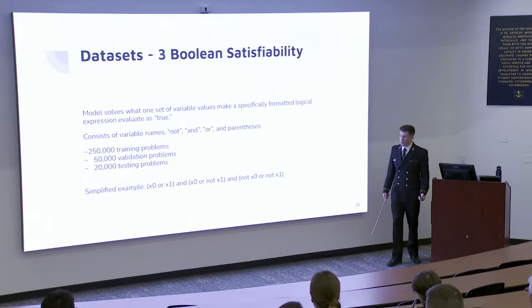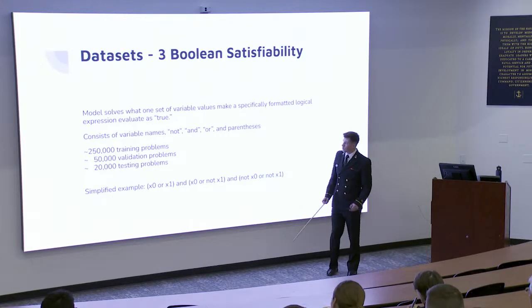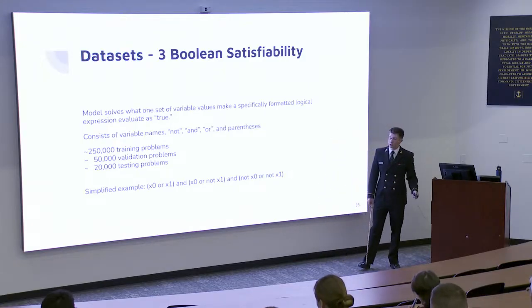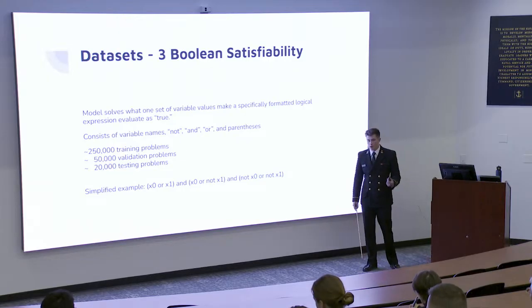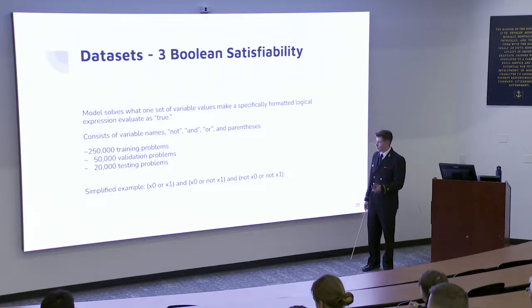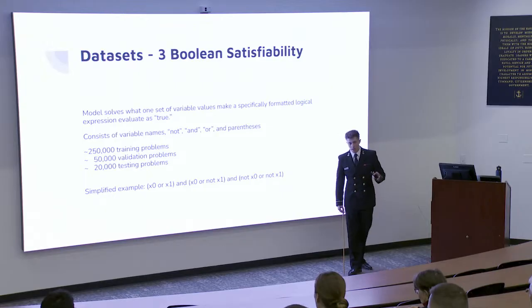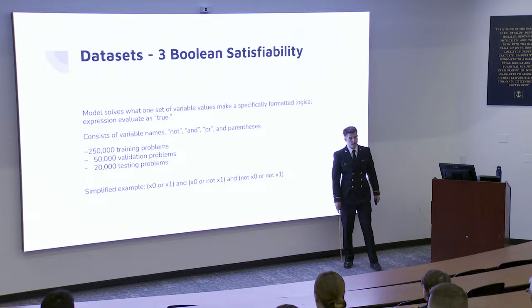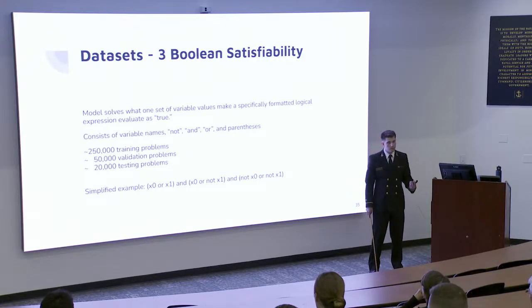We also evaluated the RETRAN on a 3 Boolean satisfiability data set, where the model solves what one set of variable values makes a specifically formatted logical expression evaluate to true. These expressions consist of variable names, not, and, or, and parentheses. There were roughly 250,000 randomly generated training problems, 50,000 validation problems, 20,000 testing problems. This data set is significantly smaller because of the amount of time it takes to randomly generate these problems.